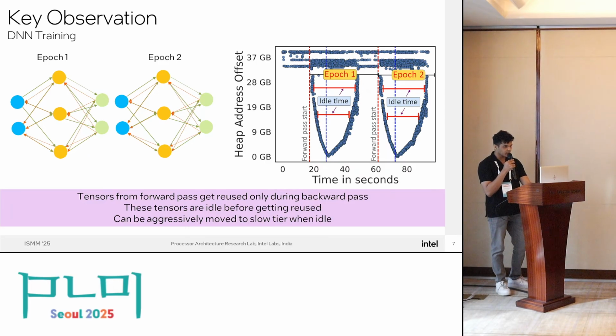So TierTrain is going to try and exploit this fact because there's a lot of time for which these tensors are not being accessed, so we don't have to store all of them in some fast, expensive memory like DRAM. Instead, we can offload them to a different medium.